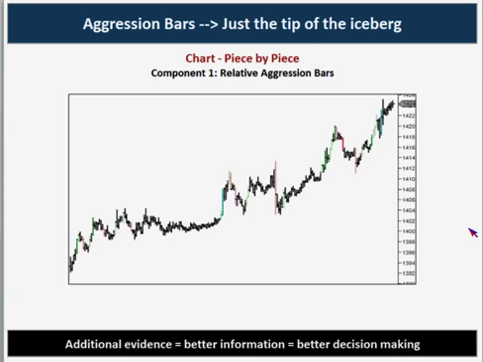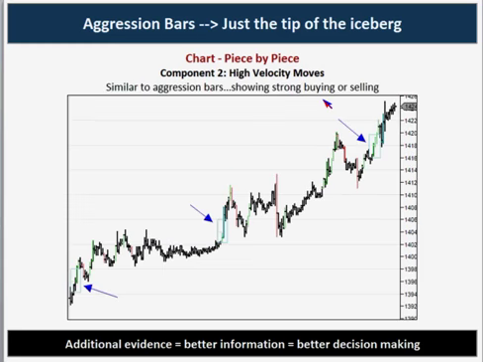So what I thought I would do is build a chart out piece by piece. We've talked about these relative aggression bars. In this case, okay, level 2 bar, level 2 bar. Here's a level 3 buying bar. Low is tested perfectly. More level 2 buying. A little bit of a back and forth here, but we've talked about that. That's the first component, relative aggression bars.